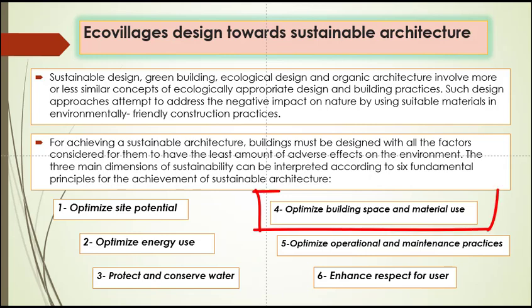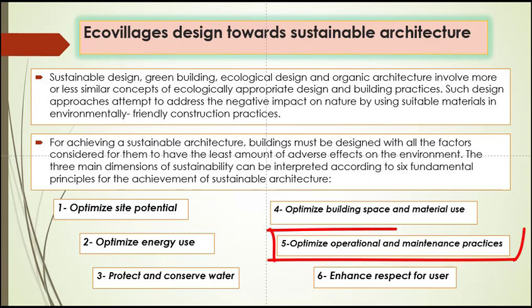Fourth, optimizing building space and material use. Across its entire life cycle, a sustainable building is designed and operated to use and reuse materials and natural resources most productively and sustainably. The fifth one is optimize operational and maintenance practices. Designers should use materials and systems that reduce maintenance requirements and life cycle costs.